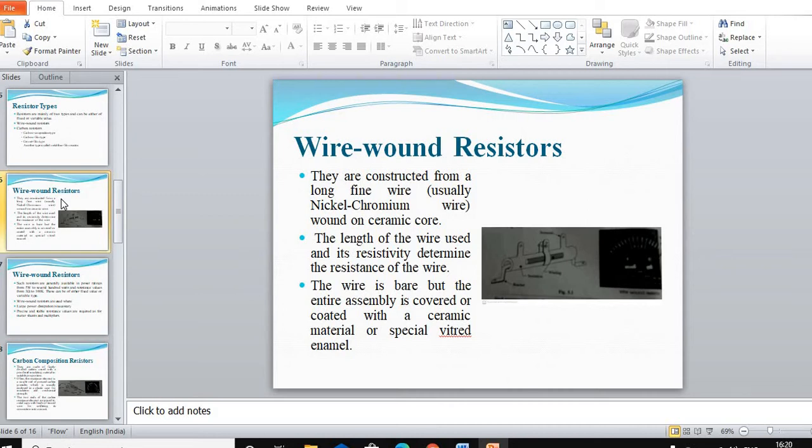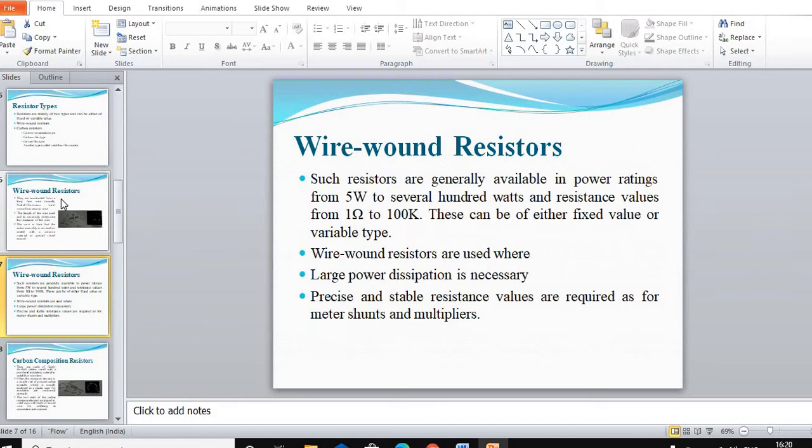core. The length of the wire used and its resistivity determine the resistance of the wire. The wire is bare, but the entire assembly is covered or coated with the ceramic material or specified with enamels. Such resistors are generally available in power ratings from 5 watt to several hundred watts and resistance values from 1 ohm to 100 kilo ohm. These can be either of fixed value or variable type.